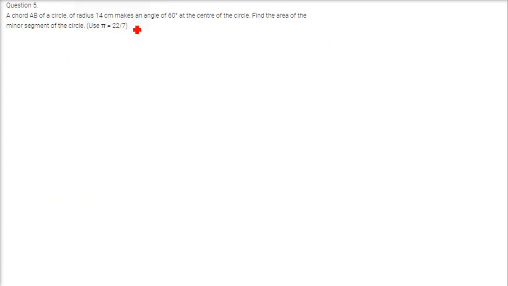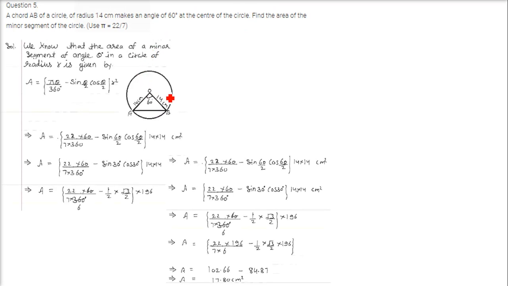A chord AB of circle of radius 14 centimeter makes an angle of 60 degree at the center of the circle. Find the area of the minor segment of the circle. So here the same scenario is with us, but the angle is given as 60 degree. We'll take half, so I just said 30 degree. So we'll use the formula.